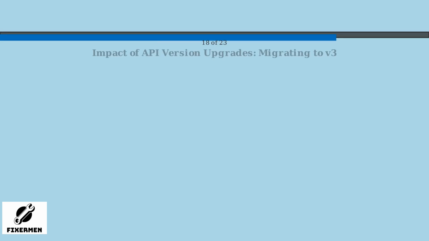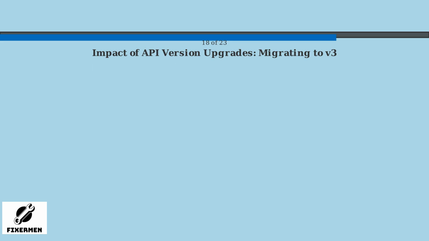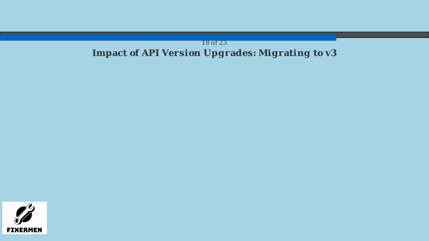PayPal's API version upgrades, such as the rollout of v3 of the Payments API, require stricter OAuth 2.0 authentication to enhance security. While these improvements protect against unauthorized access, they can trigger 401 errors if your application remains on older, non-compliant versions. For example, API v2 used more lenient authentication methods, while v3 enforces rigorous OAuth standards, reducing vulnerability to breaches. If your integration doesn't support the new authentication requirements, you'll encounter 401 unauthorized errors, preventing payments and API access.